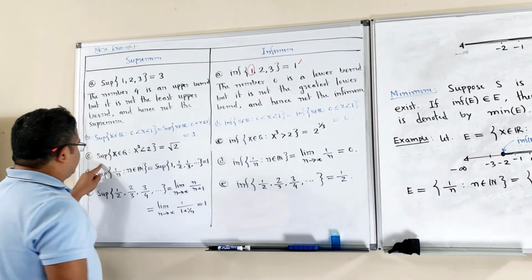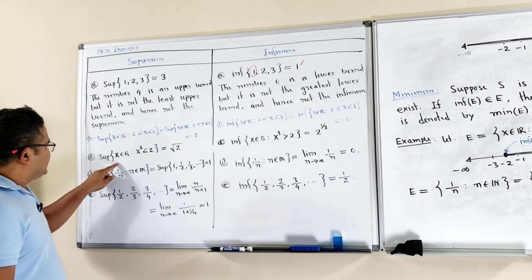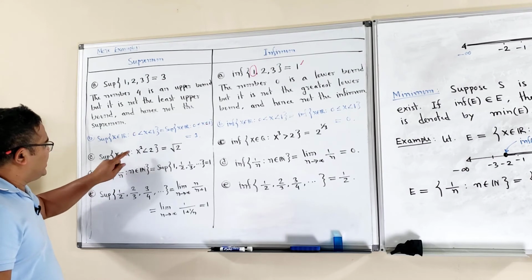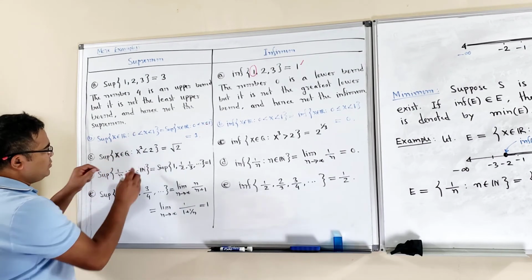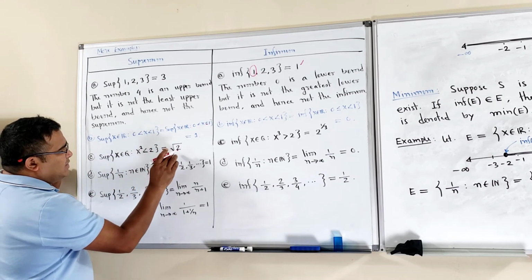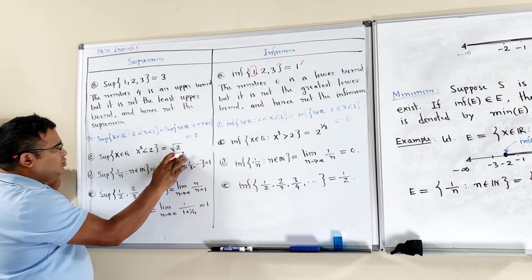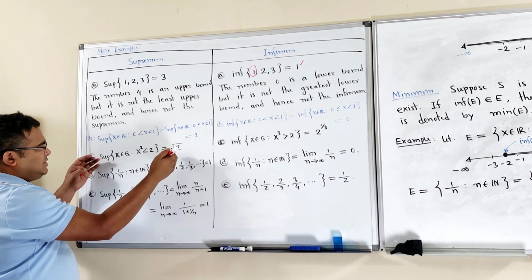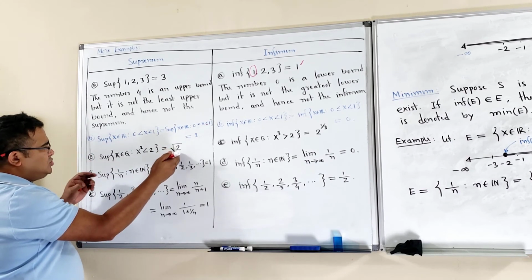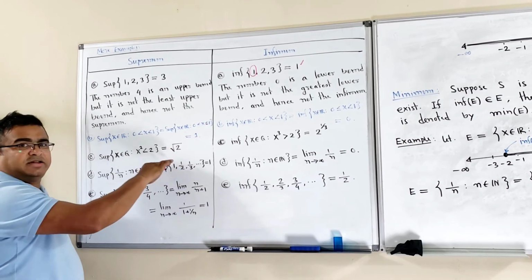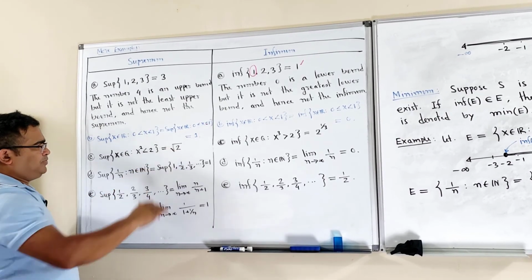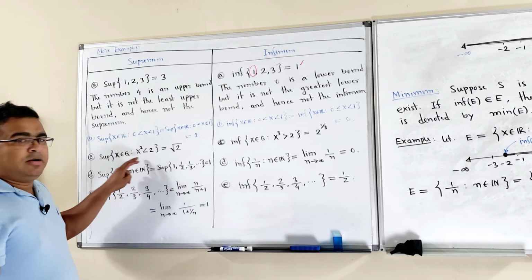Now for this set, x belongs to the rational numbers and x square is less than 2. If you take the square root on both sides, all of these numbers are less than the square root of 2, so its supremum is the square root of 2, but it doesn't have any maximum because the square root of 2 does not belong to this set.